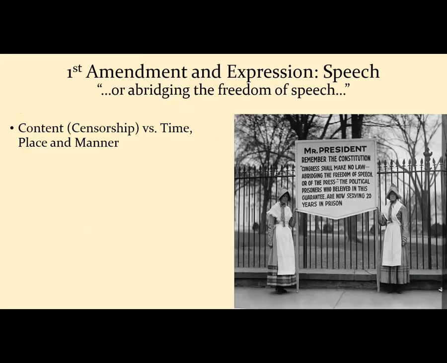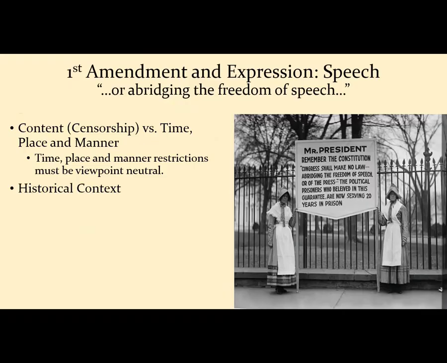Those types of regulations, as long as they are neutral about the content of what you're saying, viewpoint neutral, they're valid. If they're reasonable and viewpoint neutral, it's okay to have these time, place, and manner restrictions. What we can't do is censor the content. So what you're saying, we have to be neutral about what you're saying. However, it's always going to be a however. However, there are times in U.S. history where we have done just that.